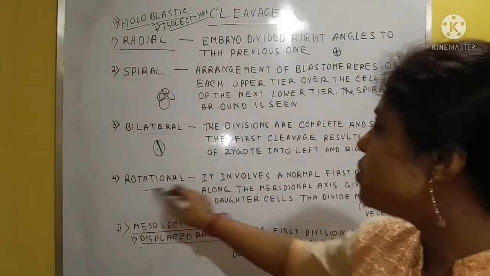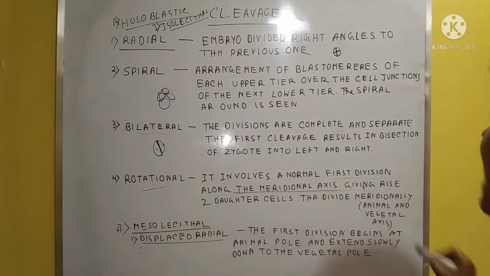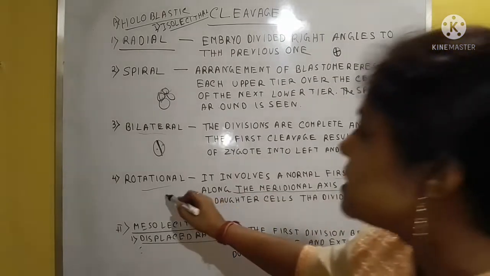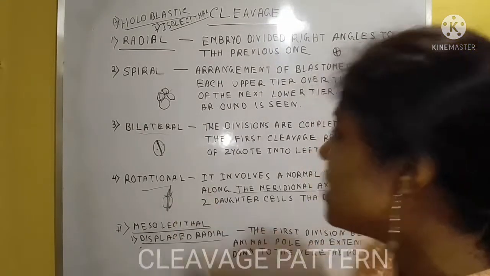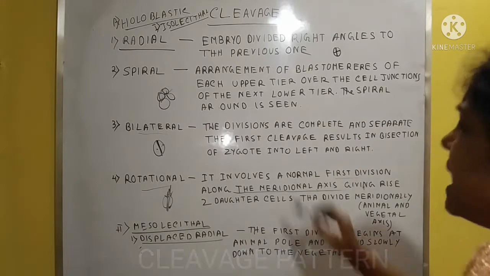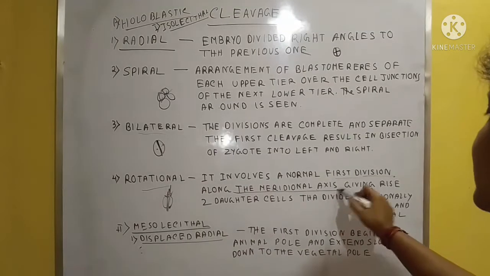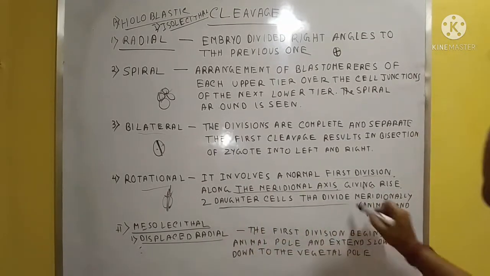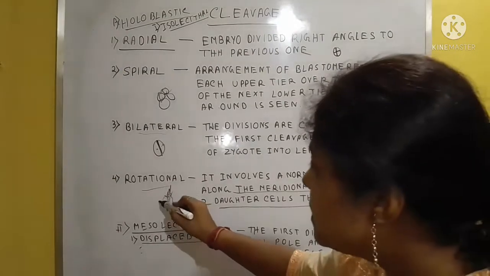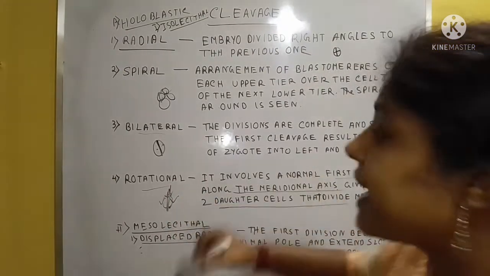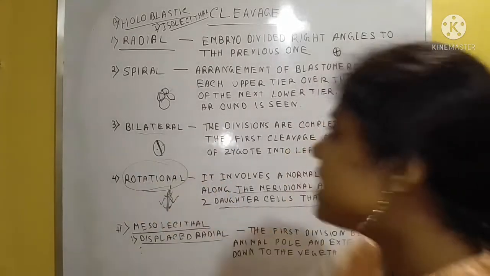The fourth one is the rotational, where there is a normal first division along the meridional axis. Meridional axis means the axis running from the animal pole to the vegetal pole. So it involves a normal first division along the meridional axis, giving rise to two daughter cells, and then this daughter cell divides again meridionally. Clear? So here we can see the pattern is rotational.